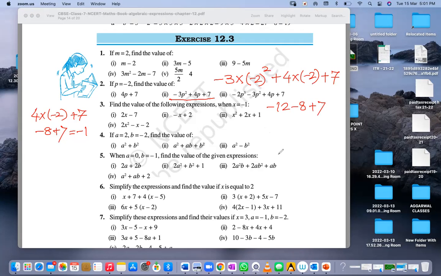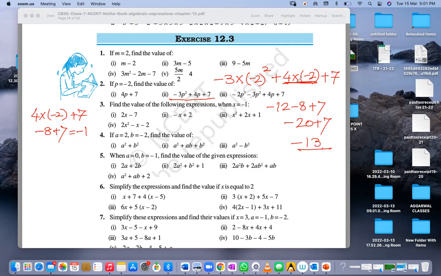Negative 12 plus 4 times negative 2. It's negative 8. So negative 12, negative 8, negative 20 plus 7. Negative 13 is the answer.